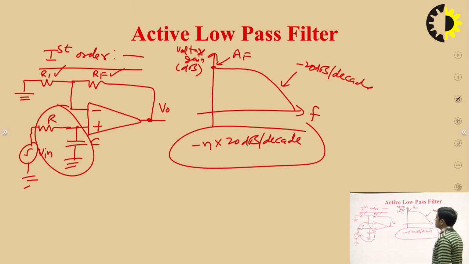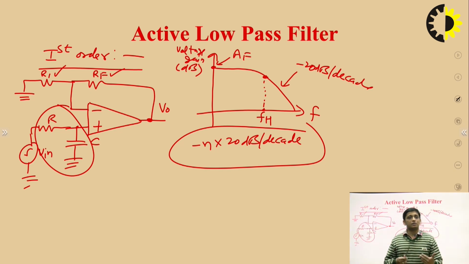Now here there is one very important term called cutoff frequency. Let's say this is fh. This fh is the cutoff frequency. It is also called minus 3 dB frequency. It is also called break frequency. It is also called corner frequency, right? It is the frequency at which the gain is reduced by 3 dB from the maximum gain. For example, if the maximum gain is 50 dB, then at fh the gain will be 47 dB. That's why the cutoff frequency is also called minus 3 dB frequency.